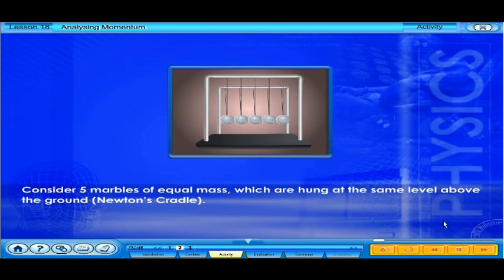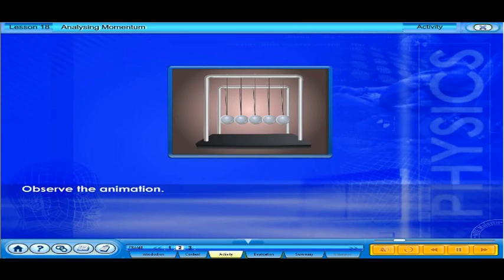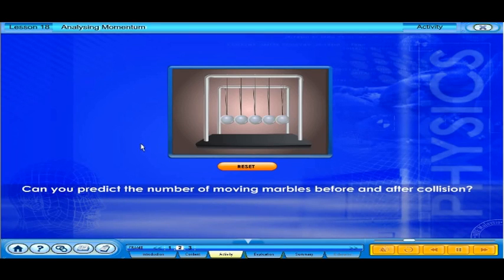Consider 5 marbles of equal mass, which are hung at the same level above the ground. This device is popularly known as Newton's cradle. Observe the animation. Drag the marbles to start the animation. Can you predict the number of moving marbles before and after collision? Yes, the number is equal.